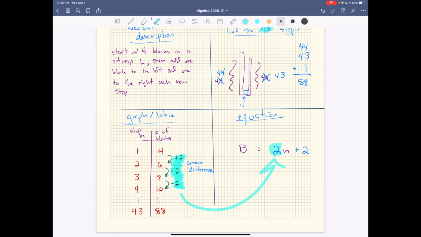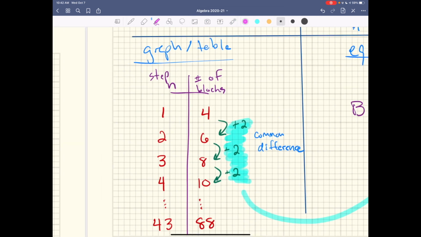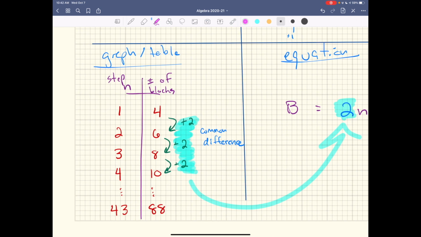Now, that doesn't tell us what to expect as far as the plus or minus something. For that, I typically come back to the table and I just ask myself, well, if I know I'm actually going to multiply by 2, what's 2 times 1?